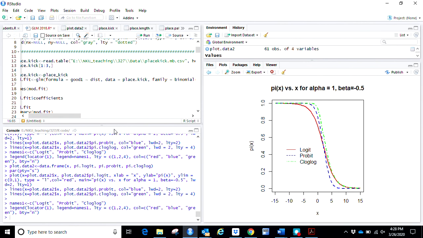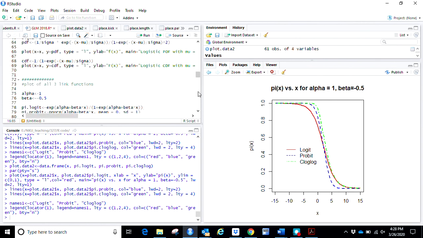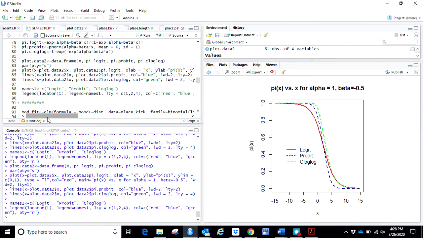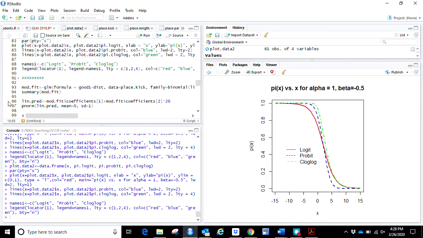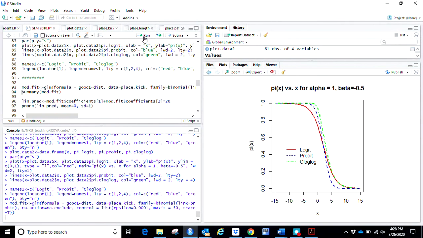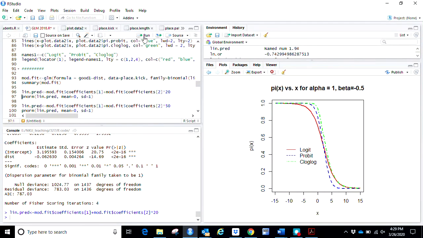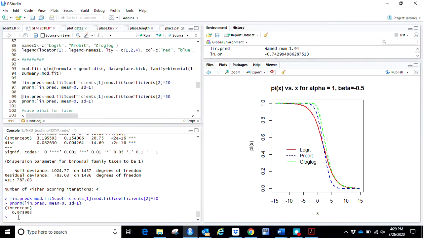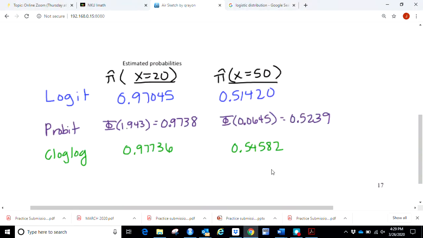So let's go ahead and run our Probit code, just so you can see it. See, this lin.pred is numeric and it's about 1.94. We had 1.943. And then if I do the pnorm of that, it's now going to give me that estimated probability of 0.973992, which is a little bit different than what we found when we did it by hand because we were limited by our table. So from R, we would get 0.973992.